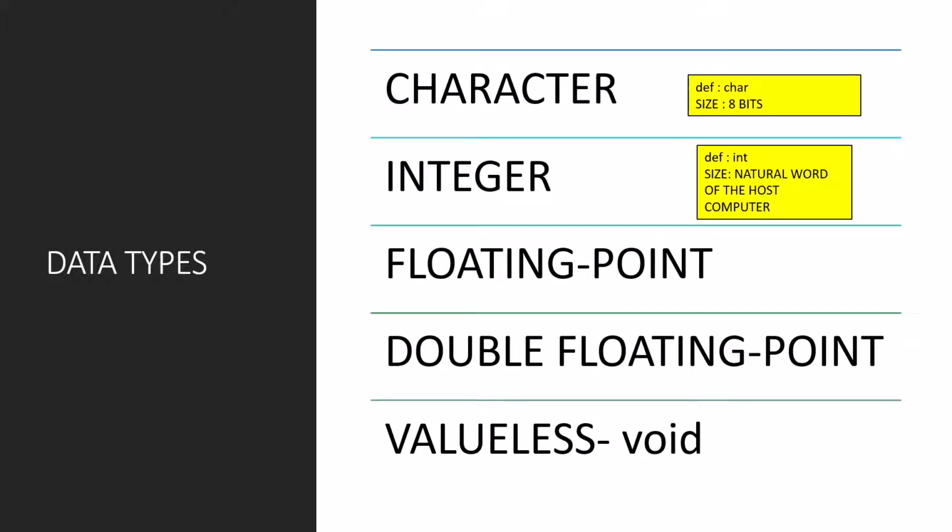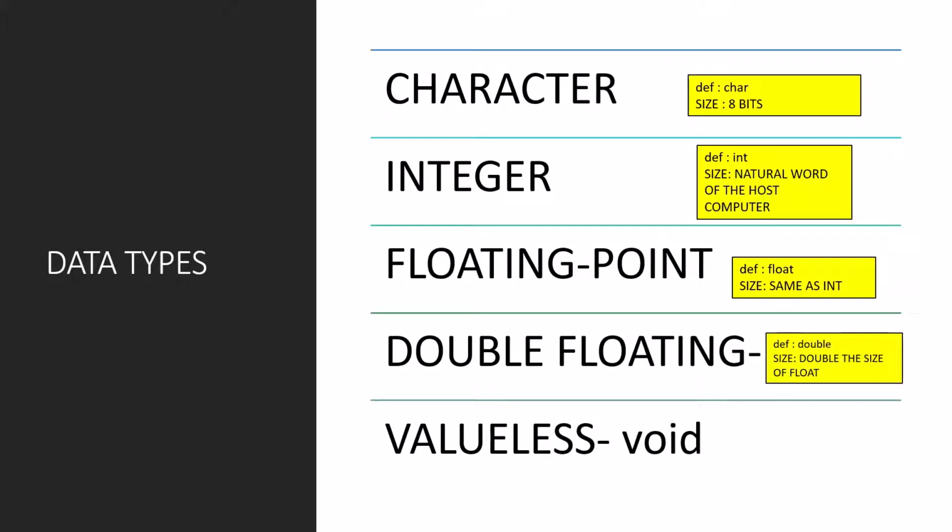Now, having said that, you will see later on when I run a program, the size of integer on the machine I'm working on is 4 bytes. And that's because the size of an integer is not only determined by the word size, but also by the compiler implementation. Now coming to floating point, we have the term float, used to define floating point data types, and the size would be same as integer. Double floating point would be double the size of float. So if, for example, float is 4, which means integer is 4, then double would be 8.